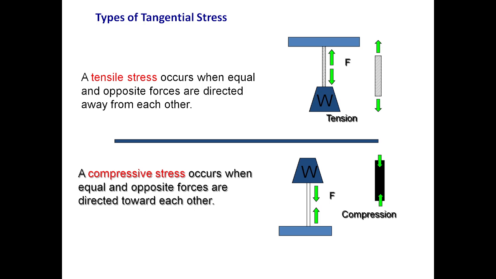Another one is compressive stress. Compressive stress is when equal and opposite forces are directed towards each other, the upward and downward forces facing toward each other, and then compression takes place. So the stress is developed. This stress is said to be compressive stress. So we can clearly explain the types of tangential stress. One is tensile stress, where equal and opposite forces are directed away. The compressive stress means equal and opposite forces are directed towards each other.